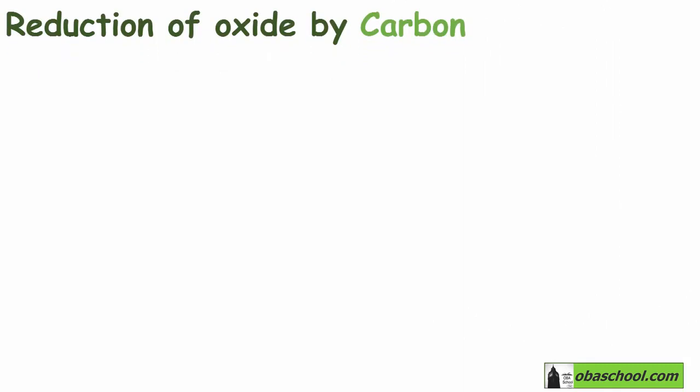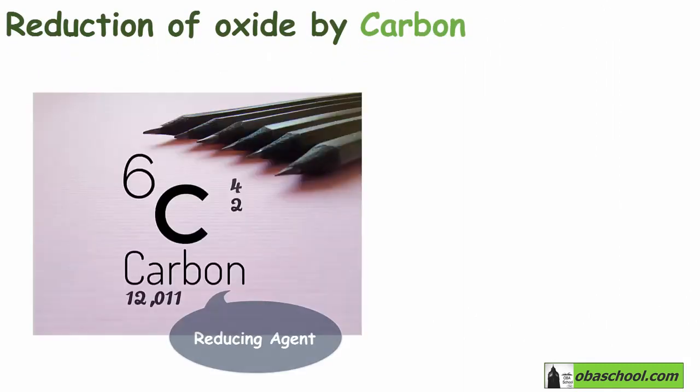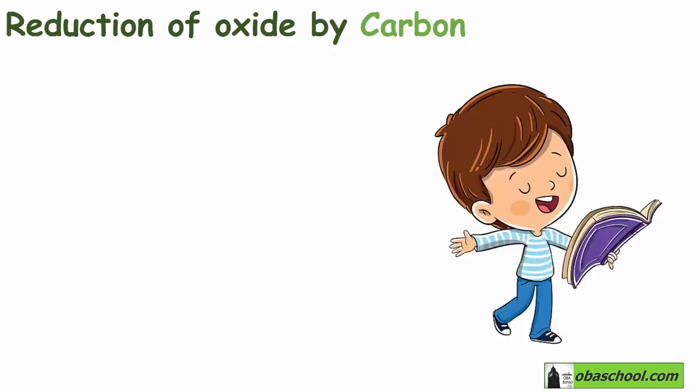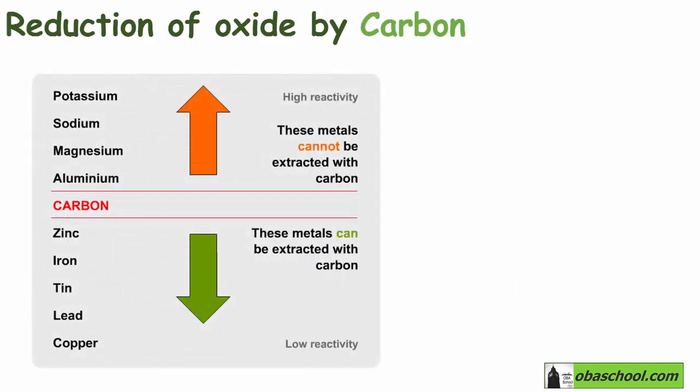In this demonstration, we will explore reduction of oxide by carbon. So now the reducing agent that will be used is carbon. First of all, let's examine the reactivity series of metals, and let's examine where carbon lies within this reactivity series. So these are some metals. Of course, pay attention that carbon is a non-metal and it will be used as a reducing agent.